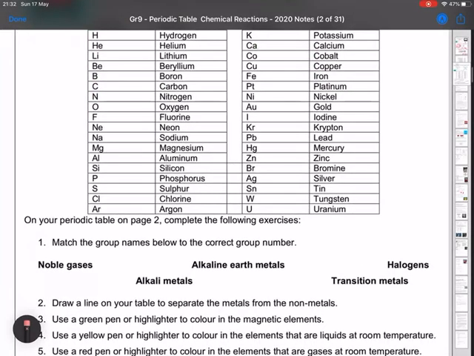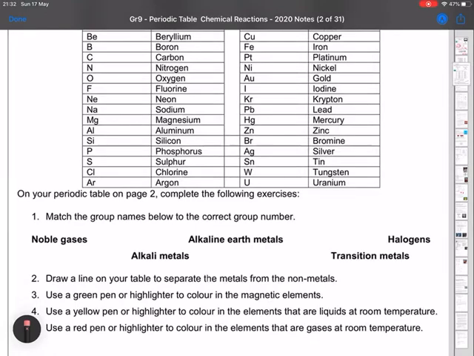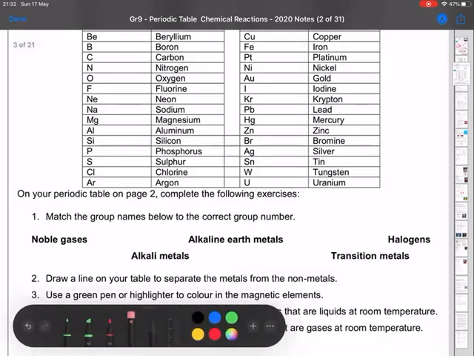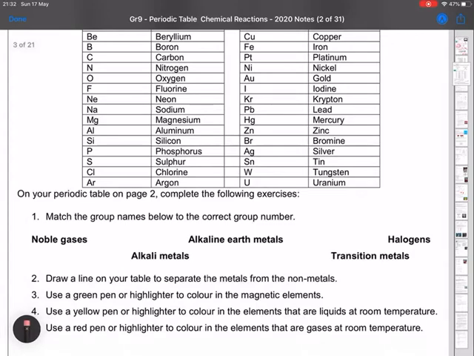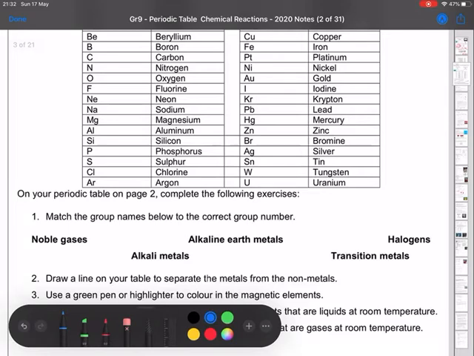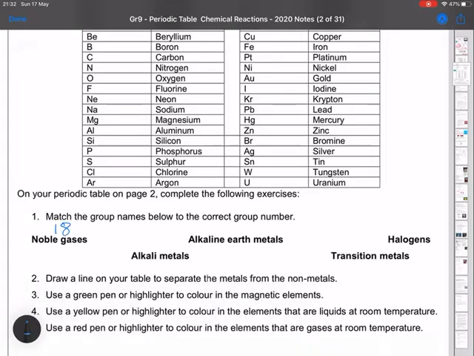Okay. On your periodic table, we're going to complete this exercise. Match the group names to the correct group number. Noble gases is group 8, or in terms of the 1 to 18 system that's on your periodic table, that'll be group 18. Alkali metals is group 1. Alkaline earth metals is group 2. Transition metals is group 3 to 12. And the halogens is group 17.